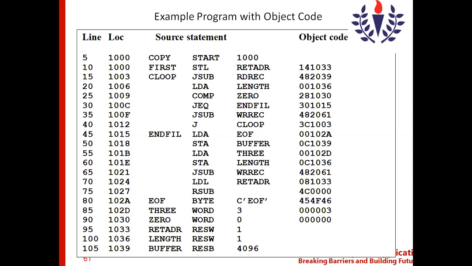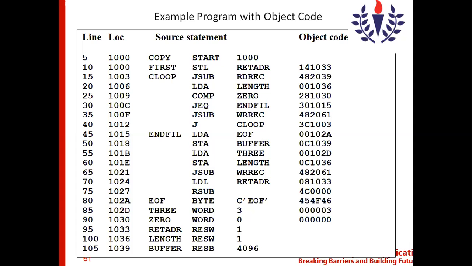You take the line number 5, which has the starting address 1000. The same starting address will be given to line number 10 also, because START will not occupy any space. So obviously the starting address will start from line number 10. So line number 10 will have the starting address 1000.